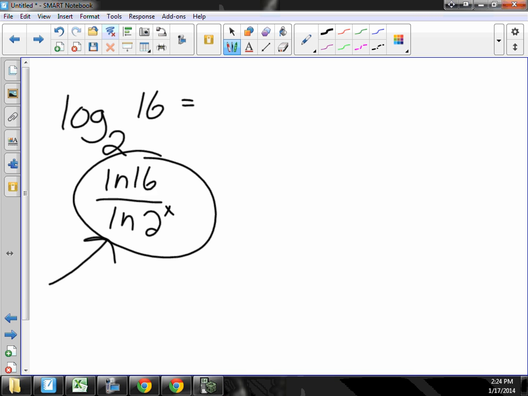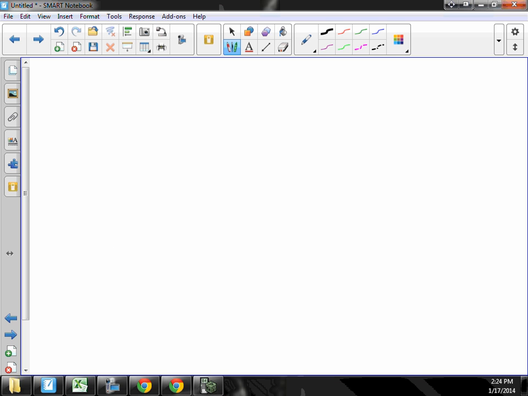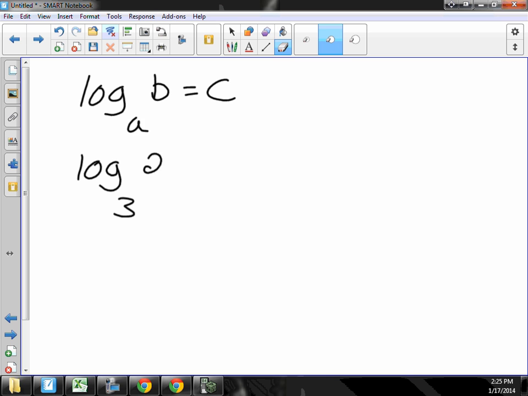So a logarithm has 3 parts. Let's say we have log base a of b equals c. 3 parts: a, b, and c. And depending on which part is missing, you have to change your solution strategy to figure out what the answer is. So let's say I had log base 3 of x equals 4. How am I going to solve that?